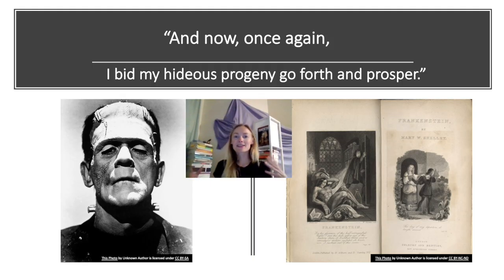So in the end she says, "And now, once again, I bid my hideous progeny go forth and prosper." So again, that language of giving birth. And again, that hideous progeny can be the novel itself. It can be the creature within the novel, and the creature itself can represent the idea that then sort of flourishes and that is no longer something that Mary Shelley can control.